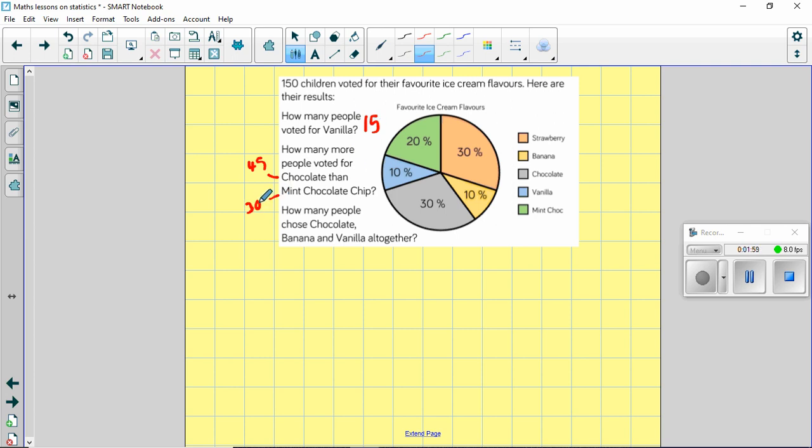And then the question actually is, how many more people voted for chocolate? So how many more people? So what's the difference between 45 and 30? It's 15.